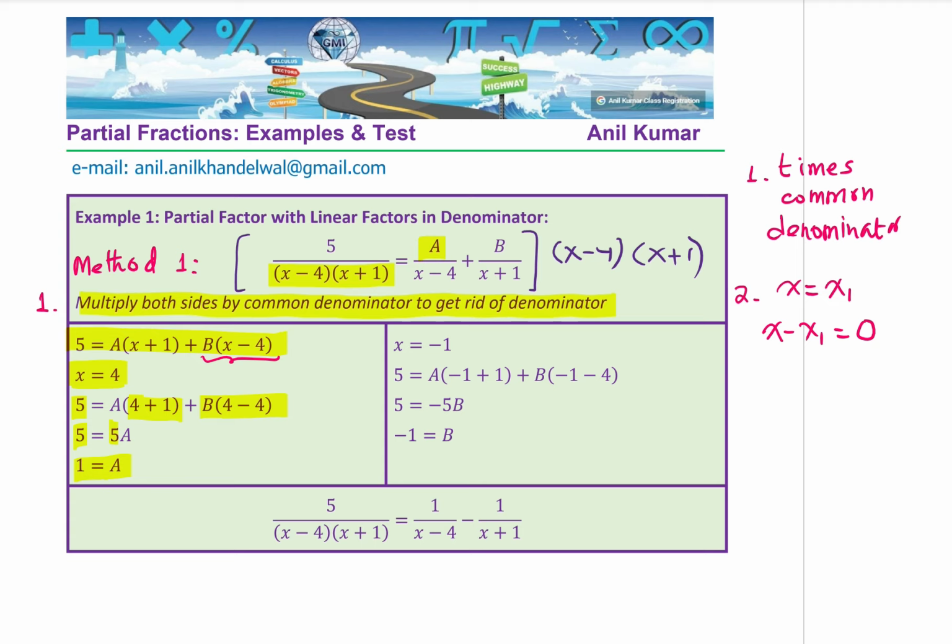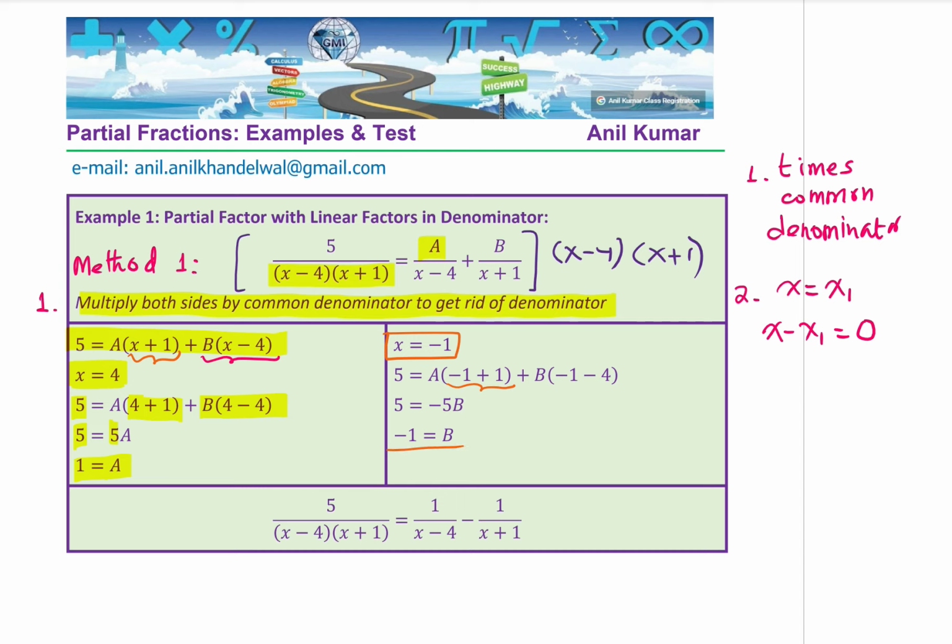To find the value of b, what are we going to do? At this time, we will make the other factor 0, which is x plus 1. For that, I'm going to substitute x equals minus 1. As soon as I do that, you see this factor, a times minus 1 plus 1, is 0. So we got the value of b. b is multiplied by minus 1 minus 4, that's the coefficient, so 5 is equal to minus 5b, or b is minus 1. So we got the value of b also.